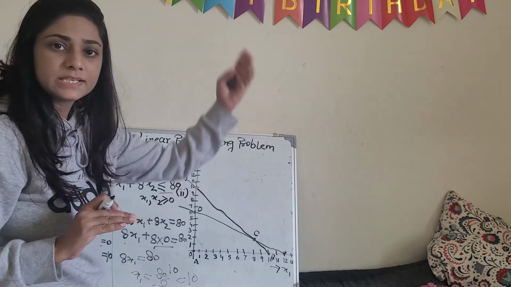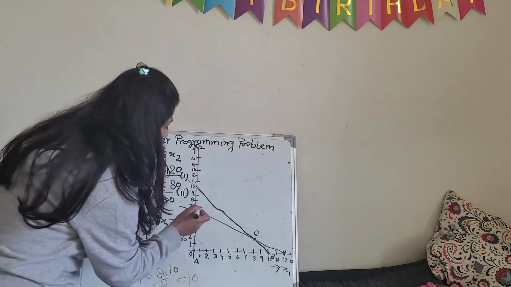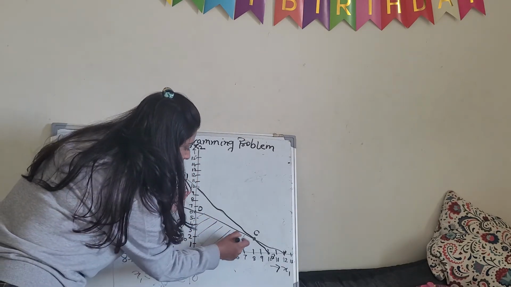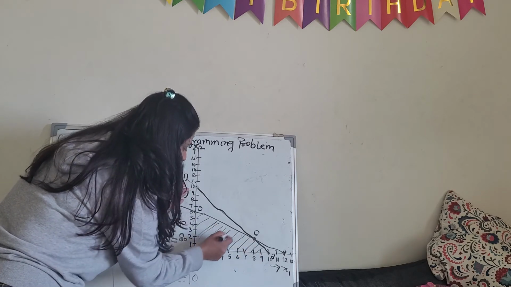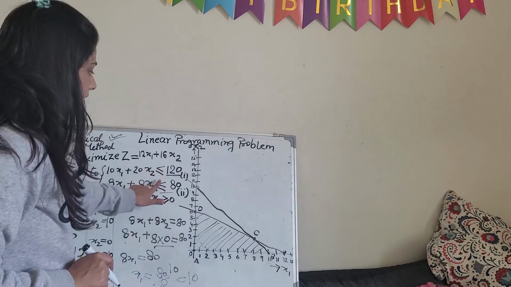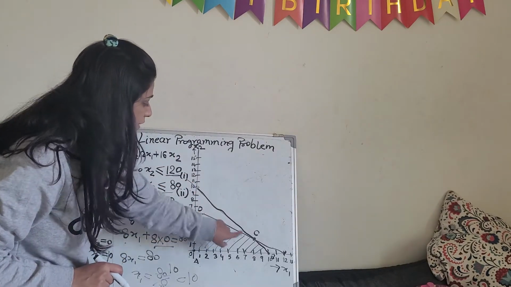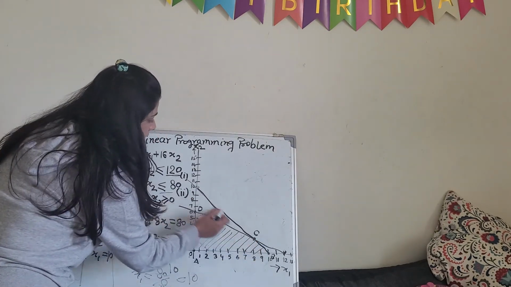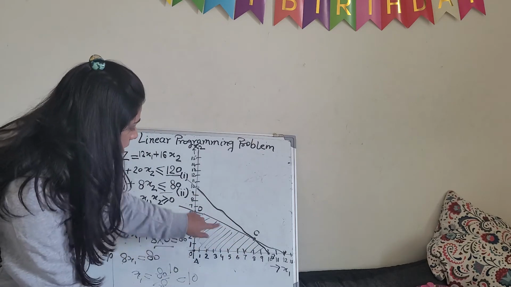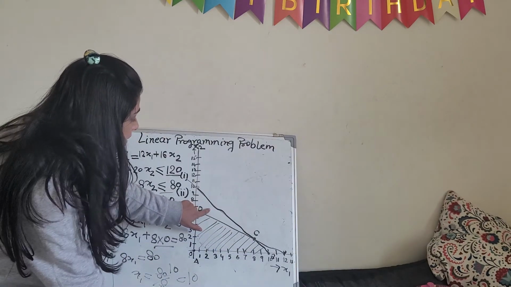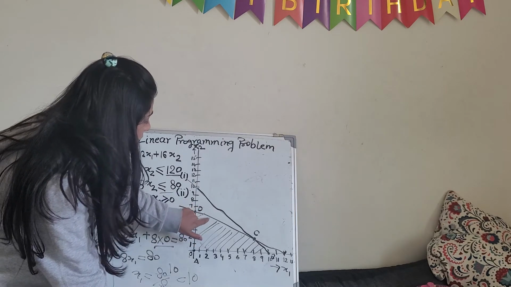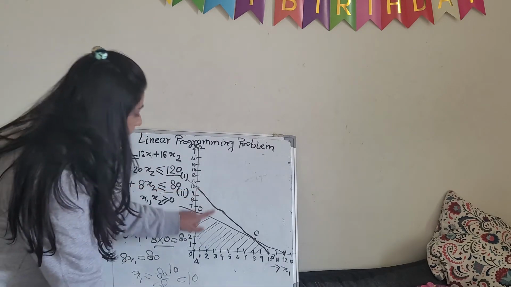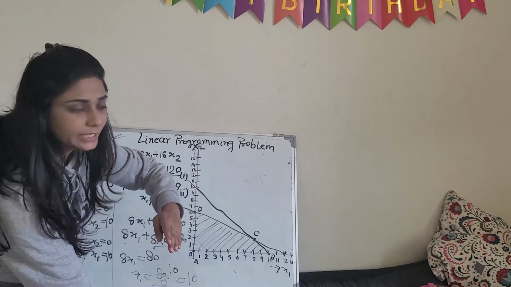If both the equations are in less than or equal form, it means that the basic feasible solution will be below both the lines. It means this shaded area is our basic feasible solution. Got it? So we can see this is the first line, this is the second line. So here this area is not a basic feasible solution because this area is below this line but above this line. According to the condition, our basic feasible solution should be below both the lines, correct?